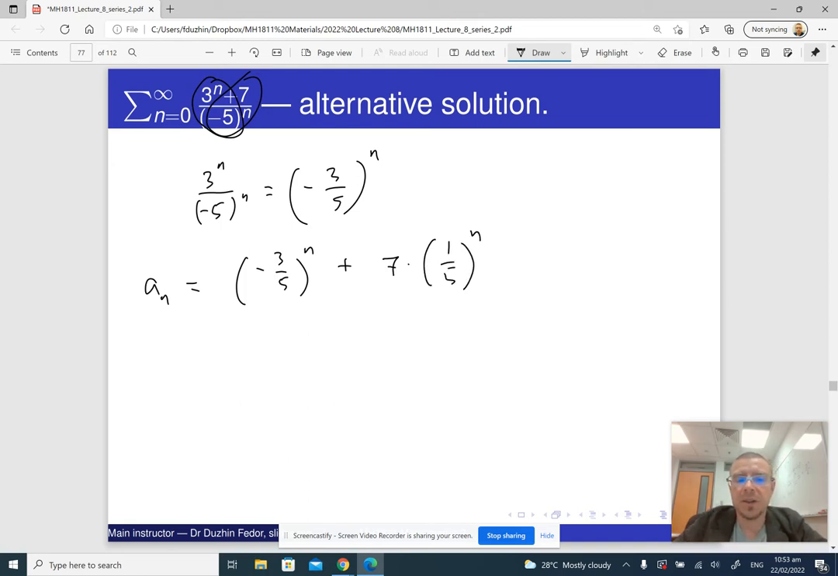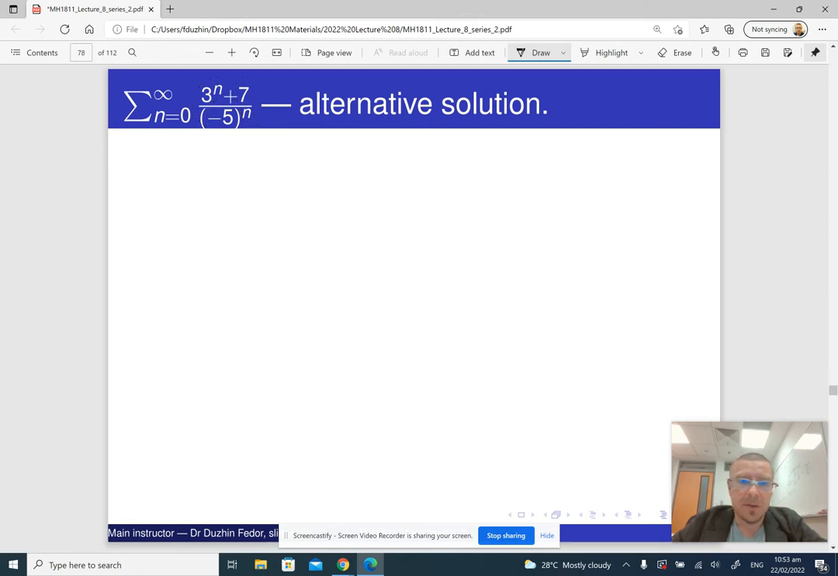So our series is a linear combination of two geometric series. So both converge because the common ratio is less than 1. So our series converges as a sum of two convergent series. This is probably an easier solution, really, but whatever, right?